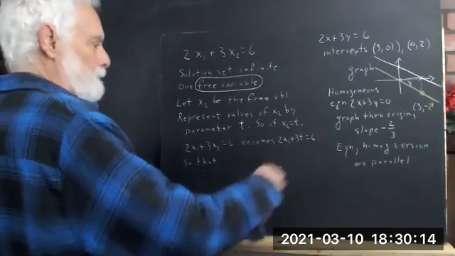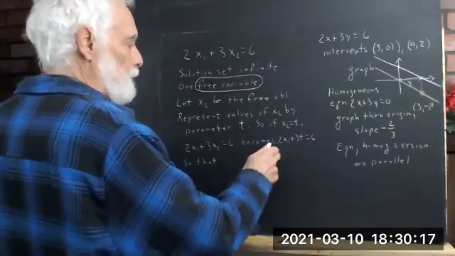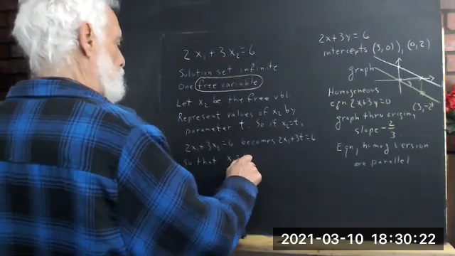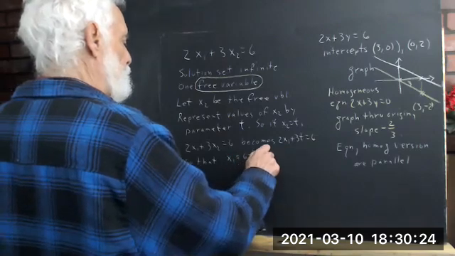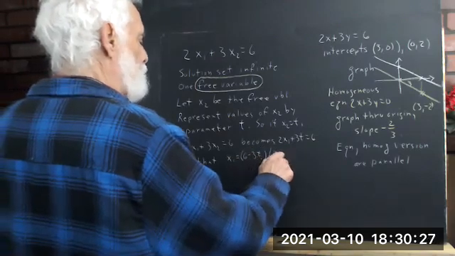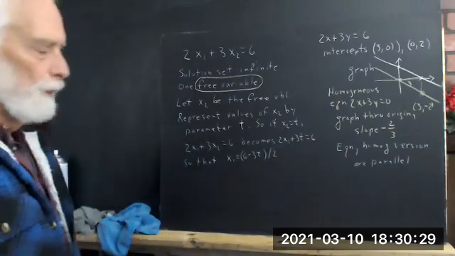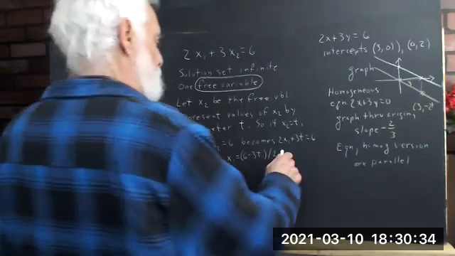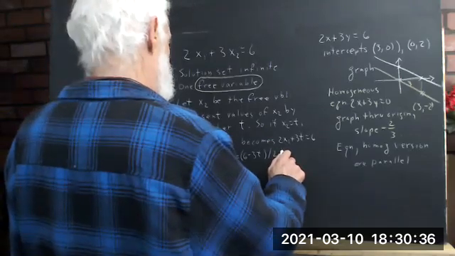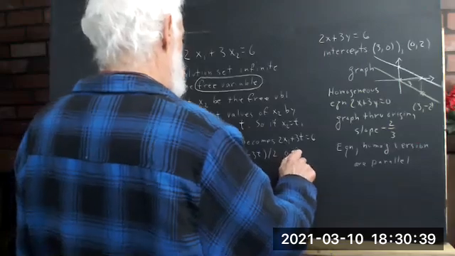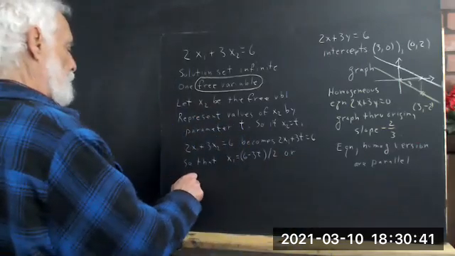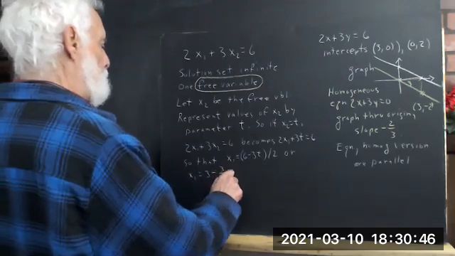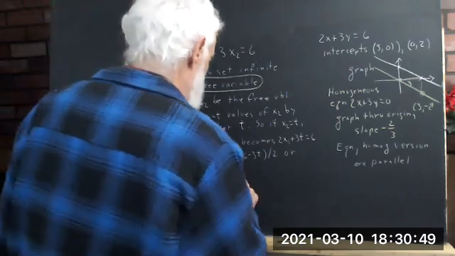So that, and do arithmetic, subtract 3t from both sides, divide by 2, you get x1 equals 6 minus 3t divided by 2. Quantity 6 minus 3t divided by 2. Or x1 equals 3 minus 3/2 t.